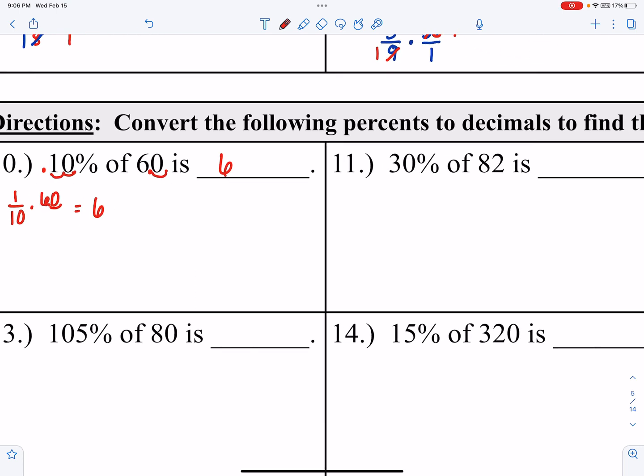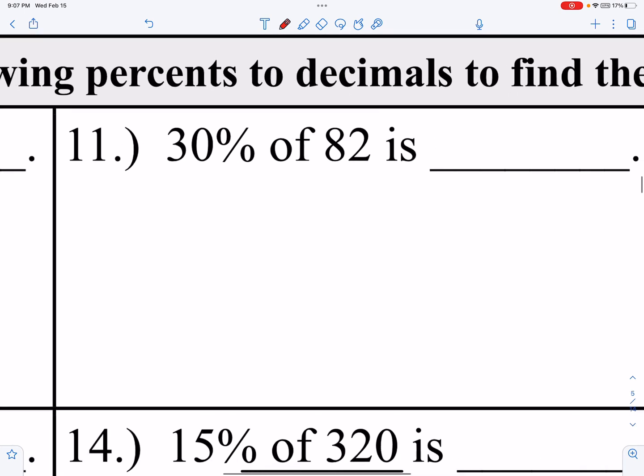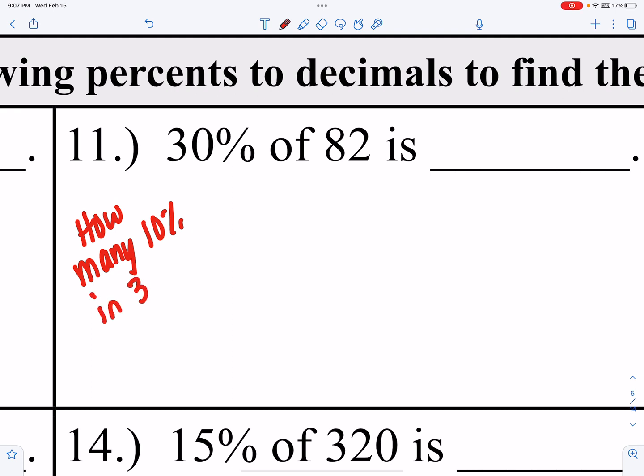Okay, so let's look at something like this, though. We're going to use the same idea. What I want you to think is, how many 10% are there in 30%? And so if you said 3, you would be correct. All I have to do is think about this in terms of 10%. So what is 10% of 82?